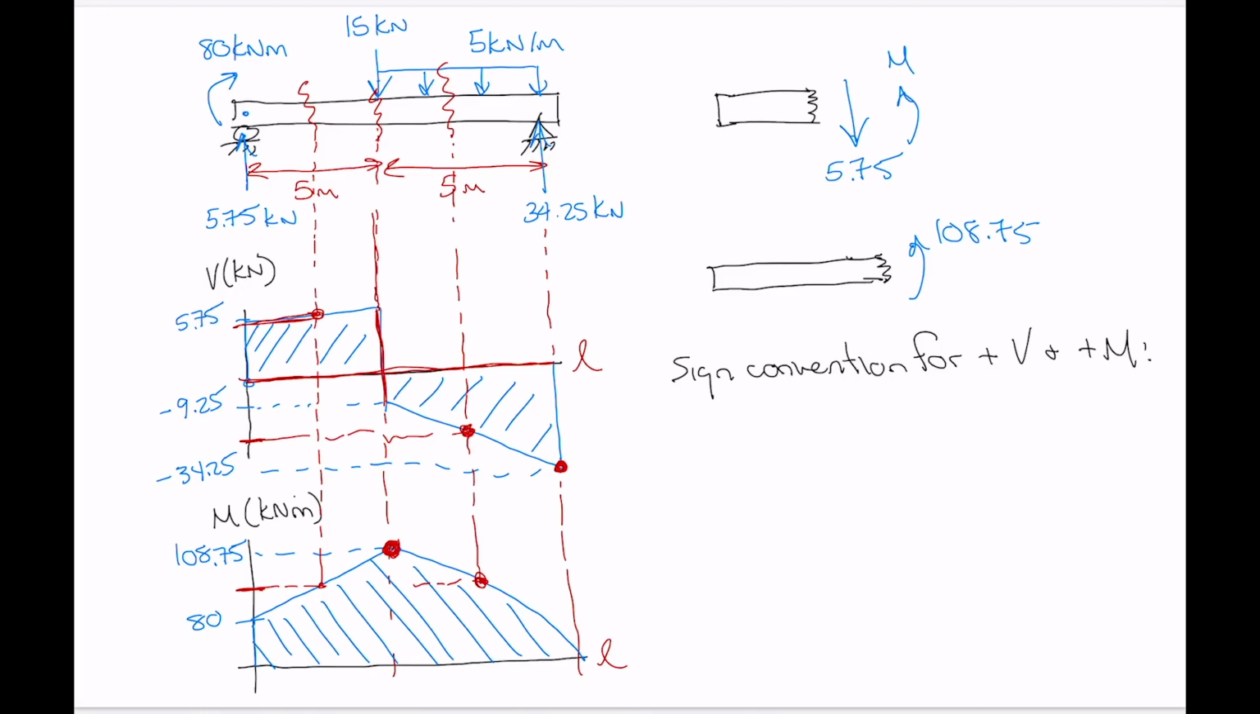Okay, so if we look at a little section cut here, a positive internal shear force is defined as an internal shear force that would act to rotate this section clockwise. So the shear force that would act to rotate this section clockwise is one that would act downwards. So that's a positive internal shear force. Okay, so this positive V acts to rotate our section clockwise.